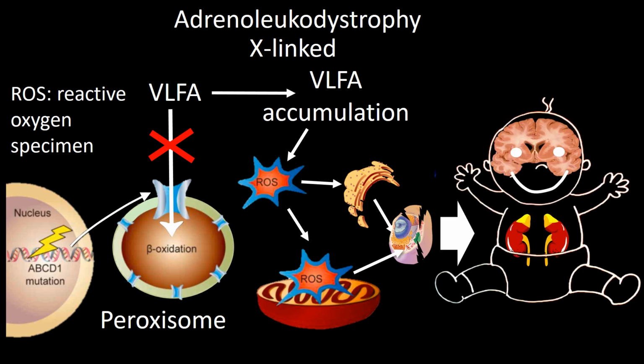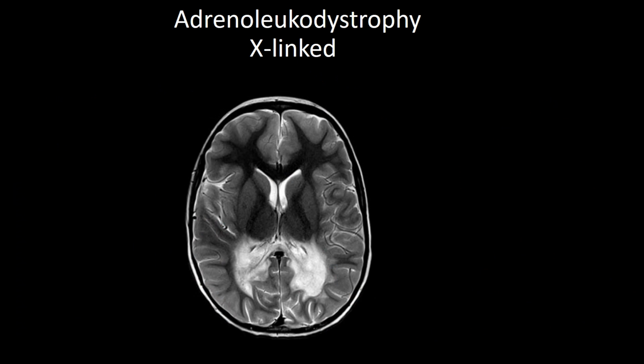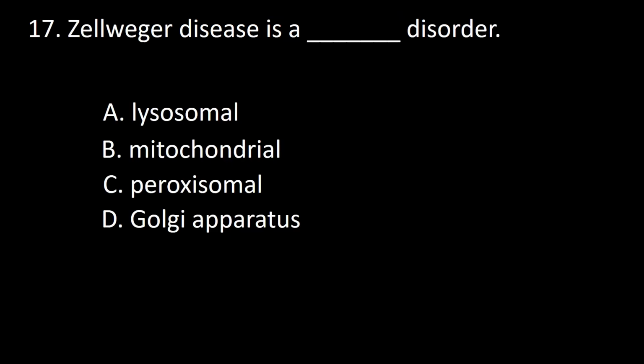This translates into very early symptoms of white matter neurological disease and adrenal insufficiency. This is an MRI of a patient with X-linked adrenoleukodystrophy. Notice that the white matter abnormality has a posterior distribution. This finding is not pathognomonic but is highly suggestive of adrenoleukodystrophy in the right clinical setting. So the answer to this question is C.